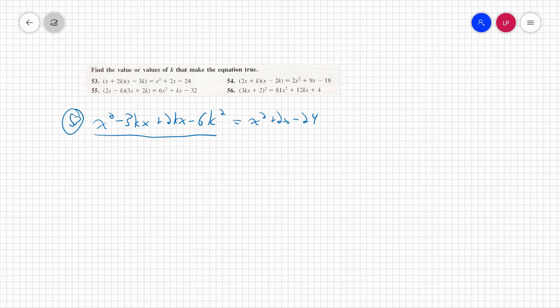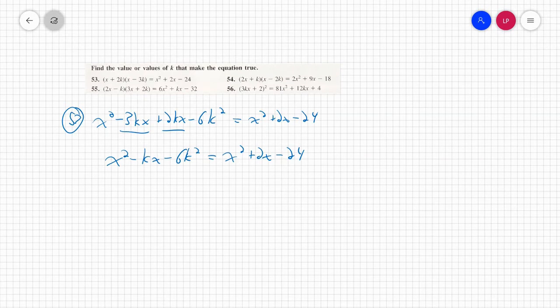I can also simplify the left side just a little bit because I've got these like terms here. So I get x squared minus kx minus 6k squared equals x squared plus 2kx minus 24. The key to these problems is looking for commonalities, looking for parts that are the same degree. x squared are the two terms that have the same degree. They don't really have k's in them, so I'm just going to ignore those.